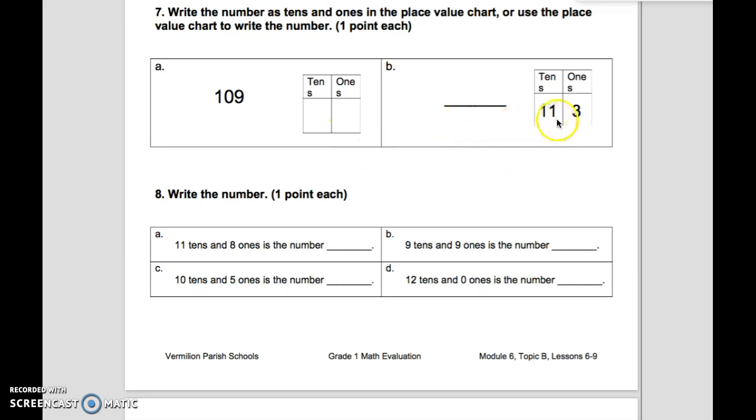Then over here, they gave you the place value chart filled in. So for this number, there's 11 tens and 3 ones. What number is that?